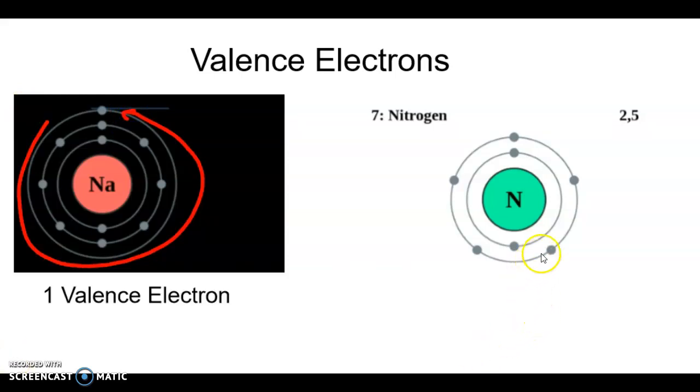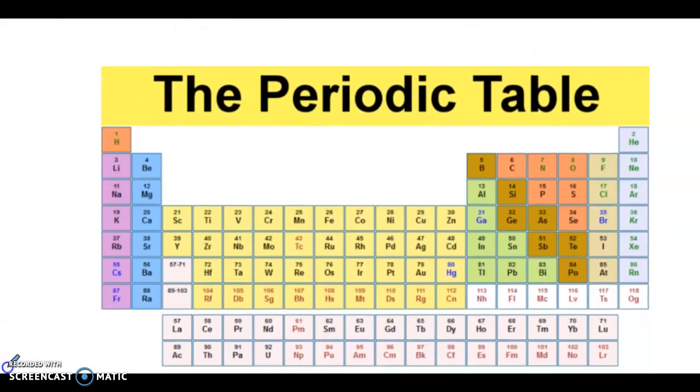If you look at nitrogen, nitrogen has 2 energy levels, and on the inside level we have 2, and on the outermost level we have 5. So nitrogen has 7 total electrons, and 5 are valence. All right, so we said sodium has 1 valence electron and nitrogen has 5. Just to show you a little trend here, there's an easy way that just by looking at the periodic table we can tell how many valence electrons any element is going to have.